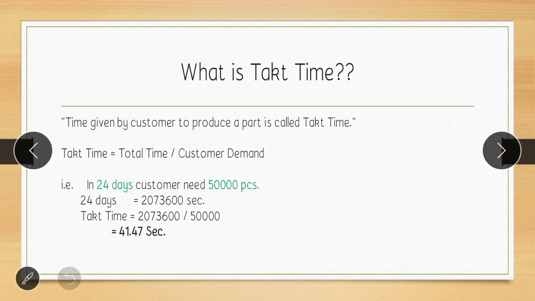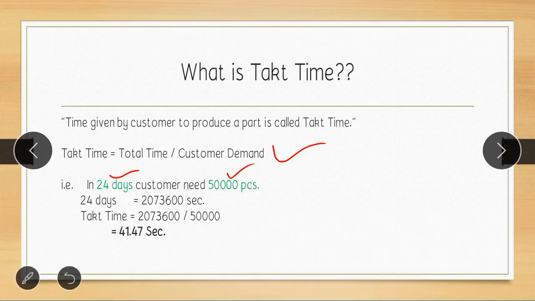Then what is the takt time? Takt time is the time given by the customer to produce a part. It will depend upon the customer demand, like customer demand within how much time. For example, in 24 days the customer requires 50,000 pieces. According to this, if we divide the total time by 50,000 pieces, then it will be 41.47 seconds.